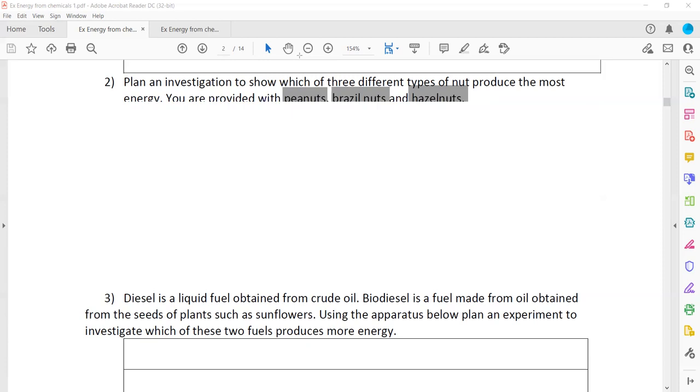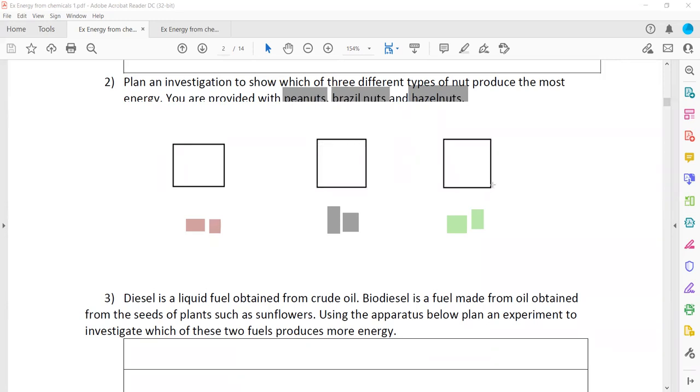So first we'll take an equal amount of peanuts, Brazil nuts, and hazelnuts. We'll take equal mass and equal size, because for a fair comparison we should have an equal mass of each type of nut. Then we'll place these nuts under a beaker which is filled with water.